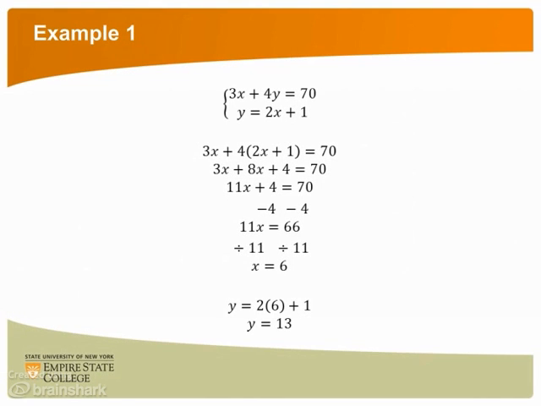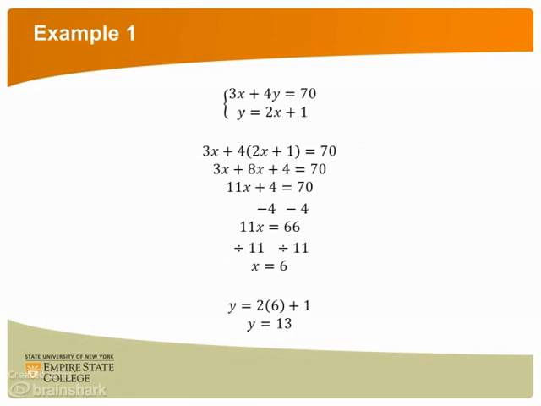So y is 13. To check, we would plug both values into the equation we did not just use. So we have 3 times 6 plus 4 times 13, which is 18 plus 52, which does equal 70. So our answers check out.